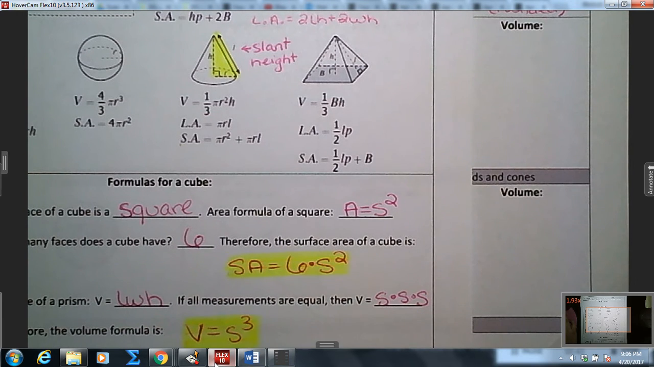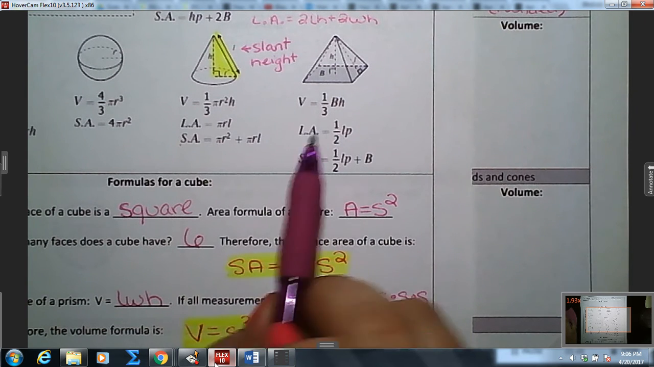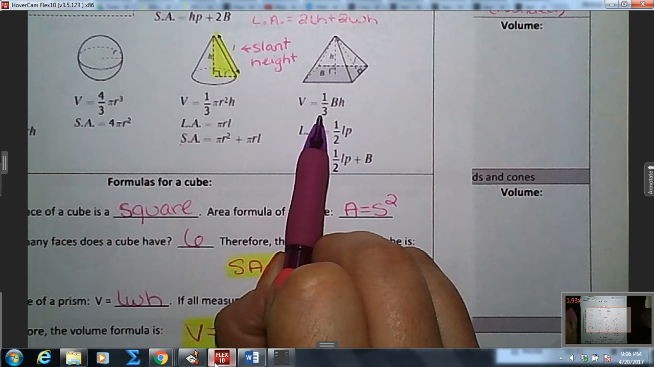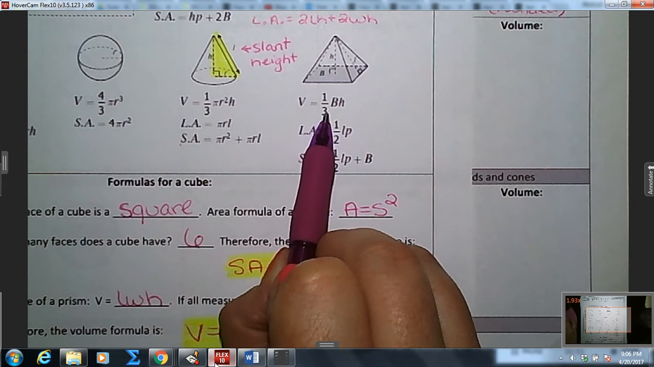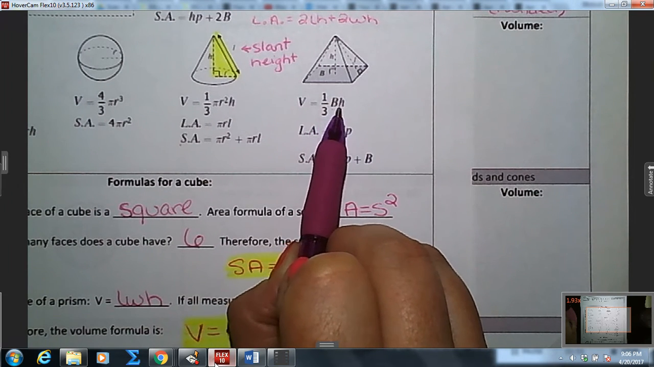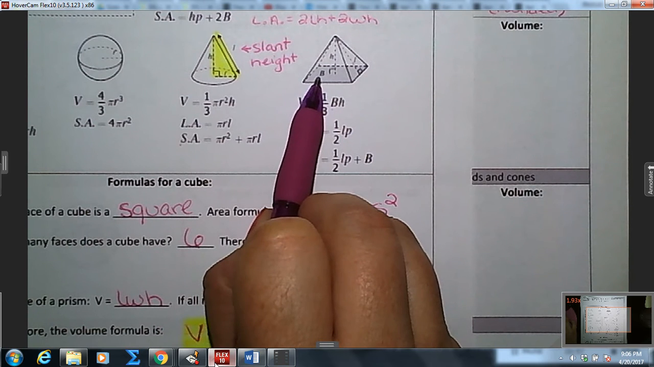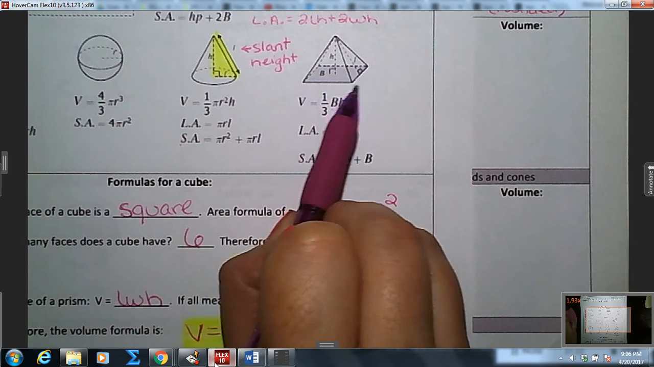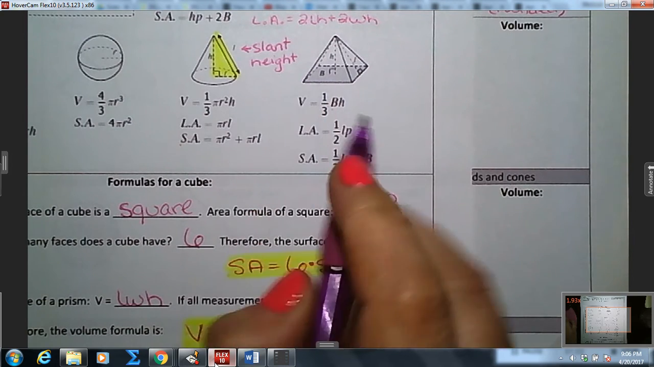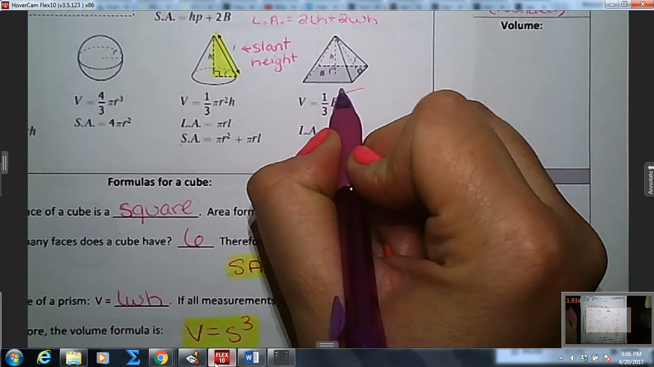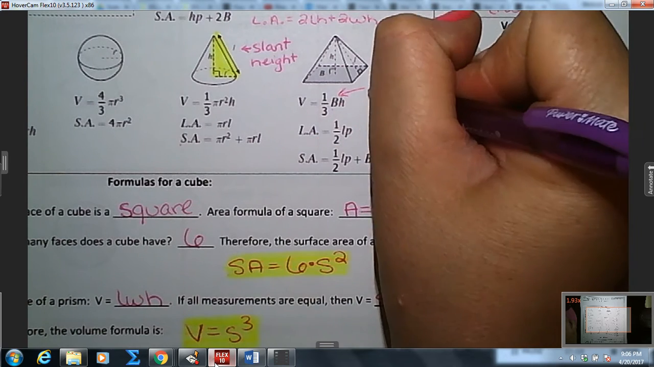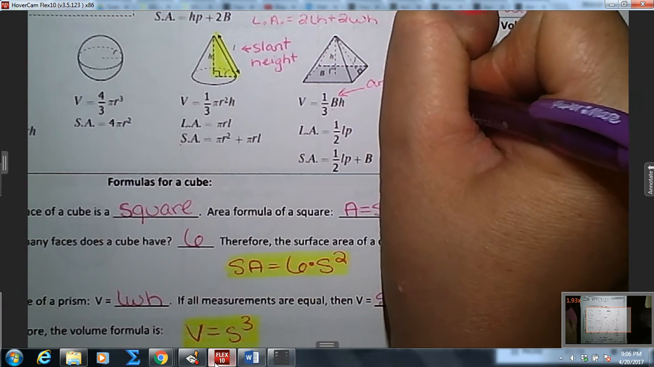pyramid. Now I see some notation that may be confusing, so let's clear this up a little bit. In the volume formula, we've got 1/3 times a capital B times H. The capital B is here in the figure. It's resting on this shaded base. That capital B stands for the base area, the area of the base.